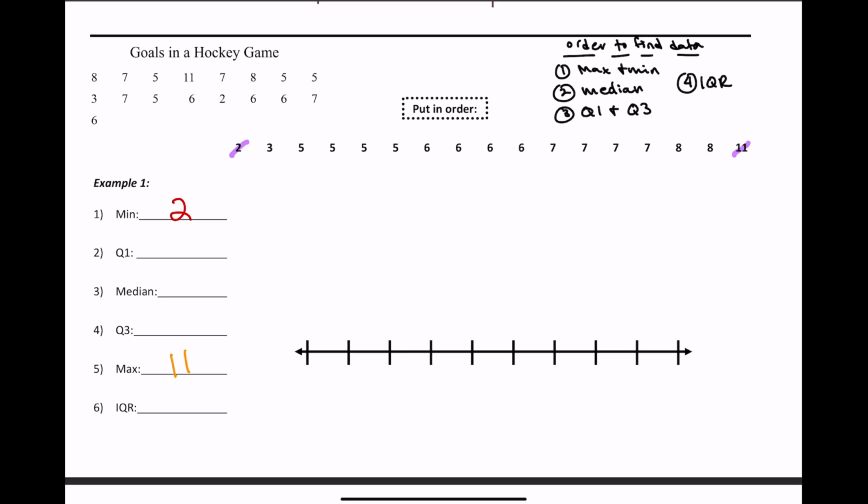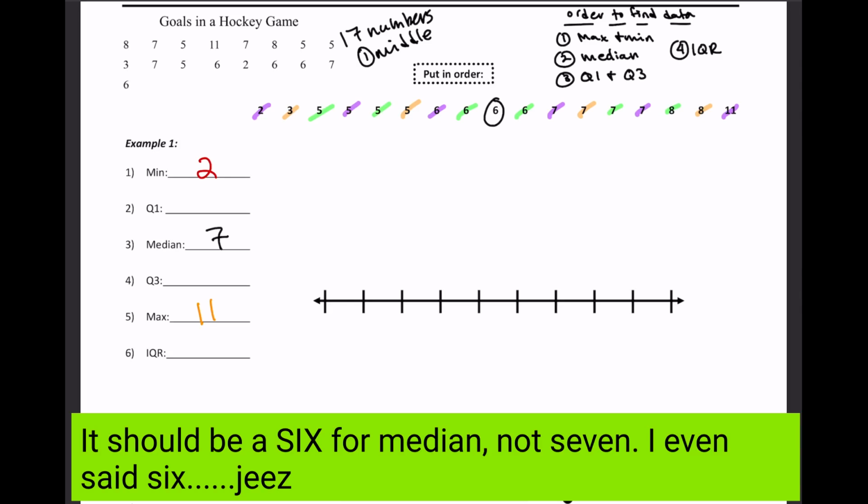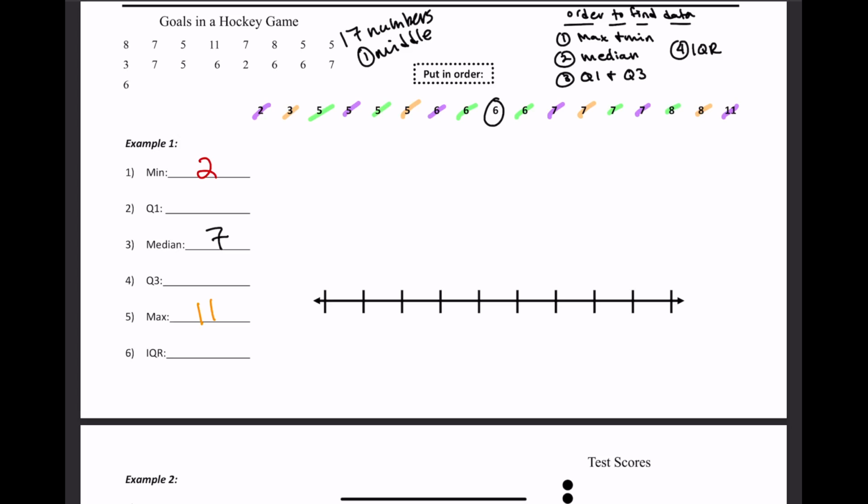So 2 and 11 are partners. Then 3 and 8 are partners. Then 5 and 8, then 5 and 7, then 5 and 7 again, and 5 and 7 again. Then 6 and 7, and then 6 and 6. All right, so our middle number, because we have an odd number of numbers, right? If there's 17 numbers, we're going to have one middle. And this time it's a 6. So my median is a 6, and look how colorful that is. That's pretty sweet. All right, so I have 6 numbers.